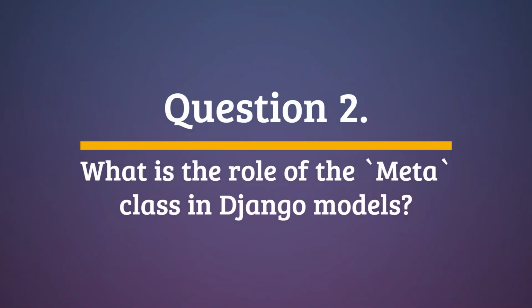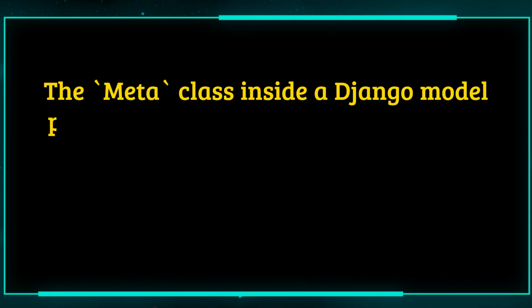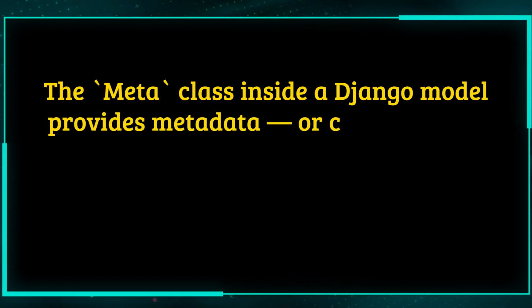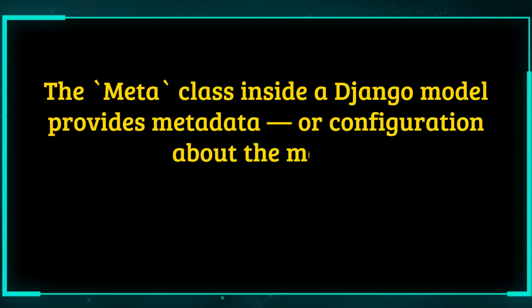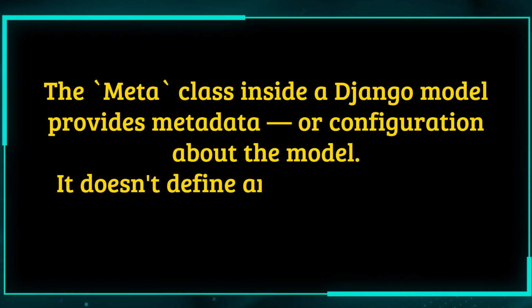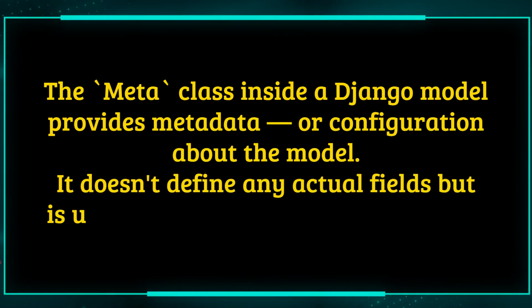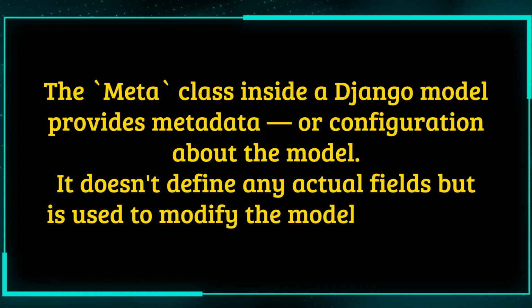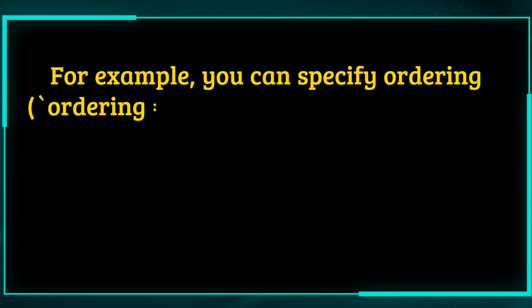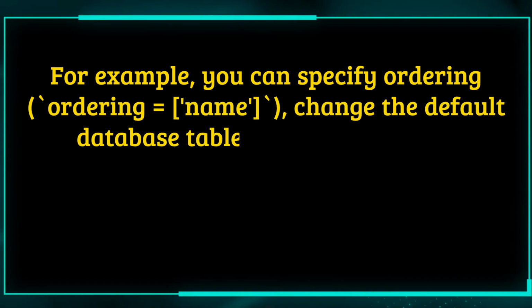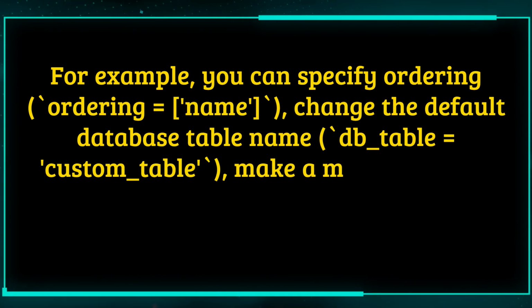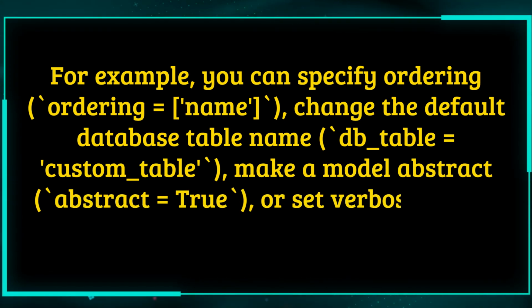Question 2. What is the role of the Meta class in Django models? Answer. The Meta class inside a Django model provides metadata or configuration about the model. It doesn't define any actual fields but is used to modify the model's behavior. For example, you can specify ordering equals name, change the default database table name, db_table equals custom_table, make a model abstract equals True, or set verbose names for admin display.